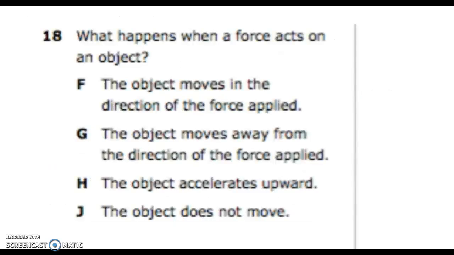Number 18. What happens when a force acts upon an object? F. The object moves in the direction of the force applied. G. The object moves away from the direction of the force applied. H. The object accelerates upward. J. The object does not move.